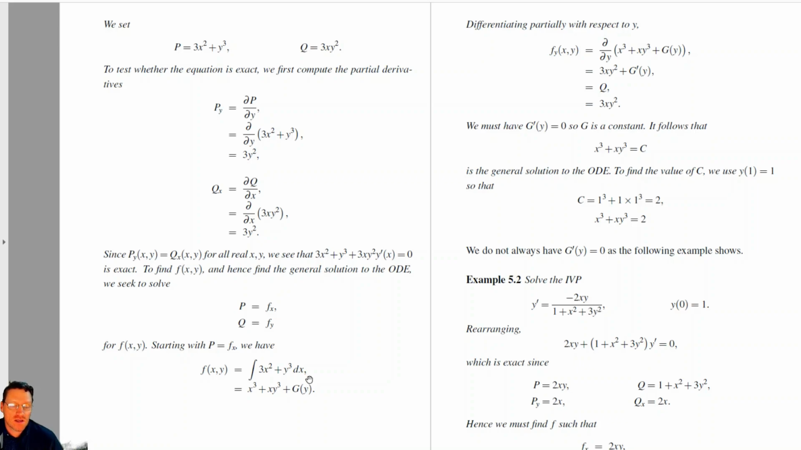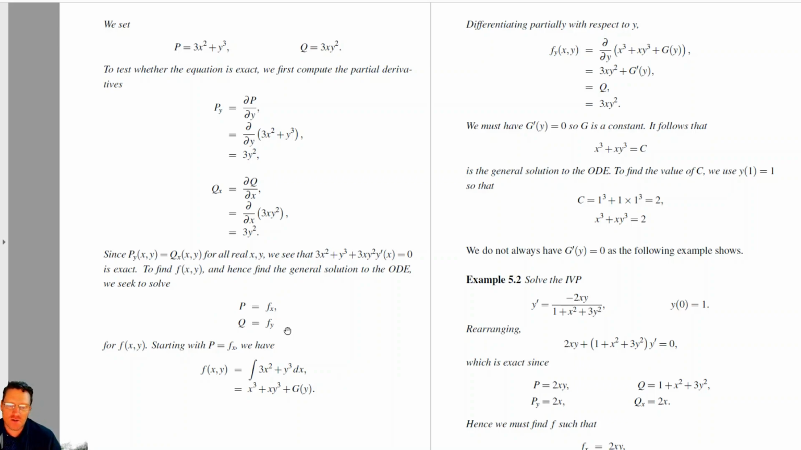Okay, so the integral of 3x squared is x cubed. The integral of y cubed with respect to x, treating this as a constant, is just x times our proposed constant here, y cubed. And then our constant of integration is a function of y because we integrated partially with respect to x. Okay, so that's where the second equation here comes in.